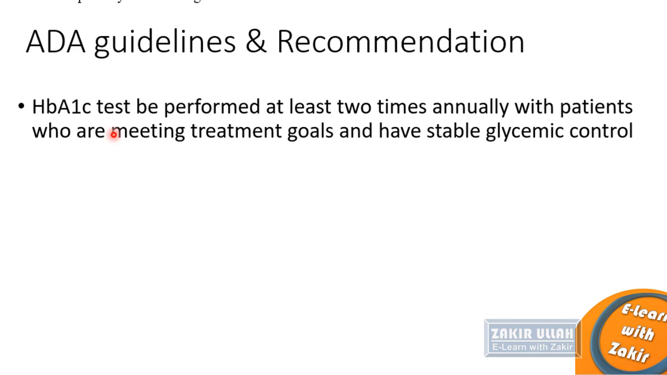The HbA1c test can be performed at least 2 times annually with patients who are meeting treatment goals and have stable glycemic control. This means that a diabetic patient who has good diabetic control or good diet control, or is taking medicine or any treatment, and is reacting to the treatment, will have to perform the HbA1c 2 times in a year. He can perform his HbA1c once in 6 months.